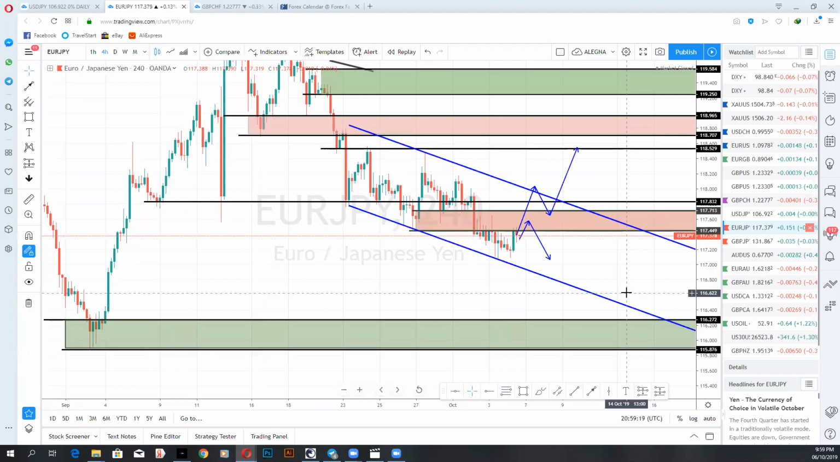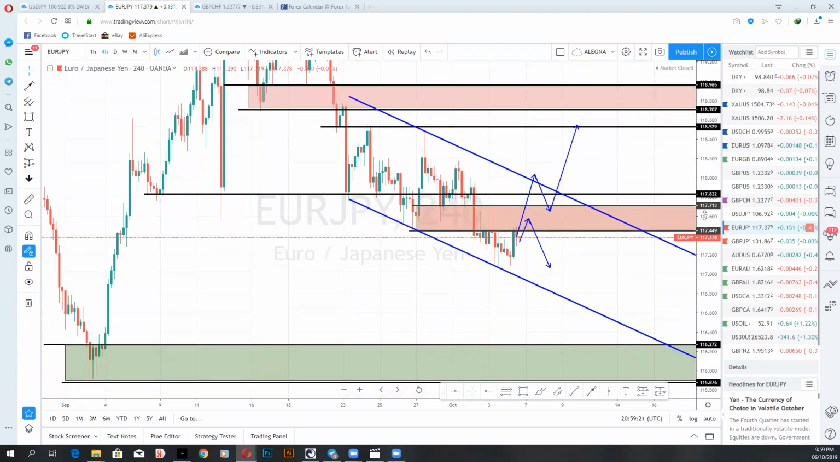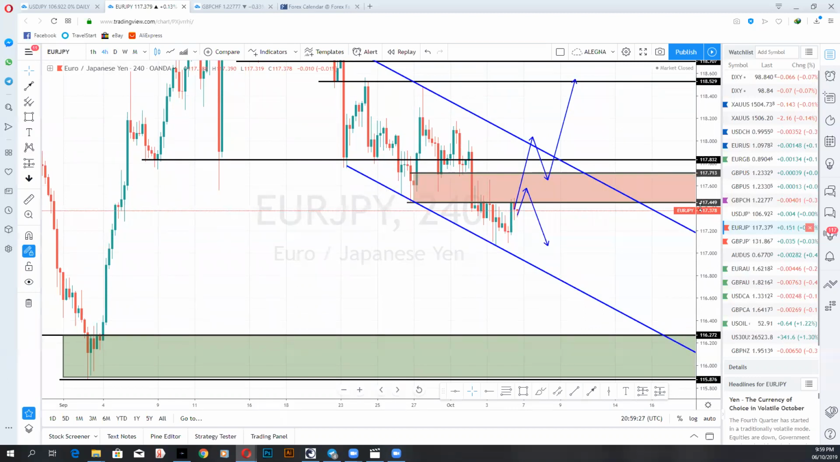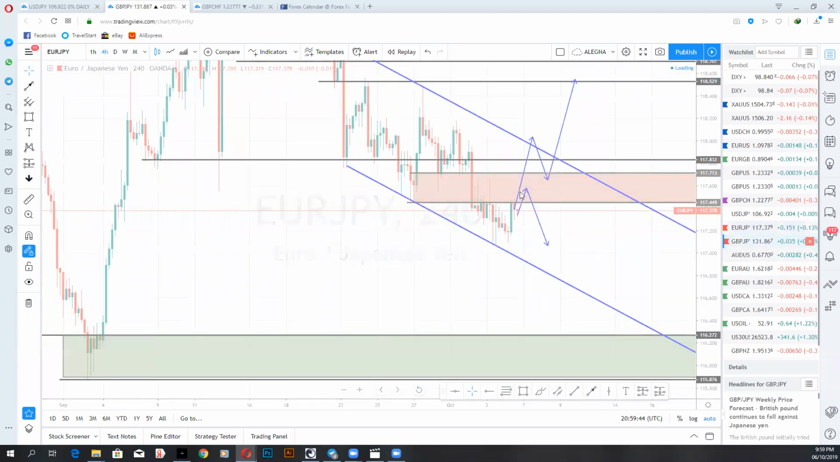So as you can see, this is the scenario on this pair. Moving sideways. If it stays below 117.44, it may drop lower. But if it goes above this one, then you may see it move higher. And we need to be aware of this falling channel here. So this pair doesn't have so much of a signal. If you ask me, I'll just say stay away from it for the time being.